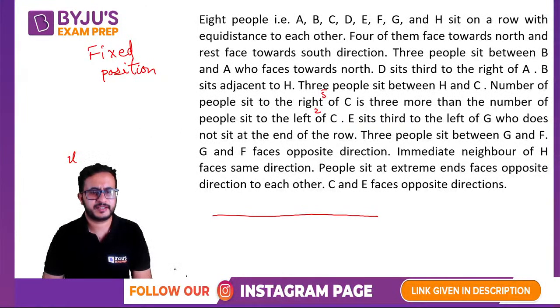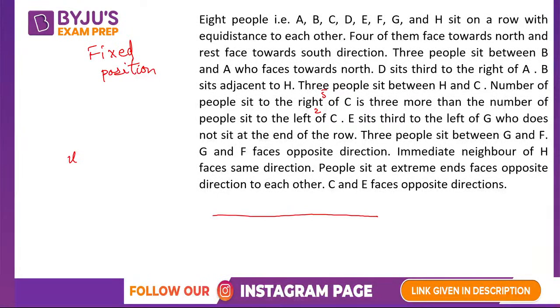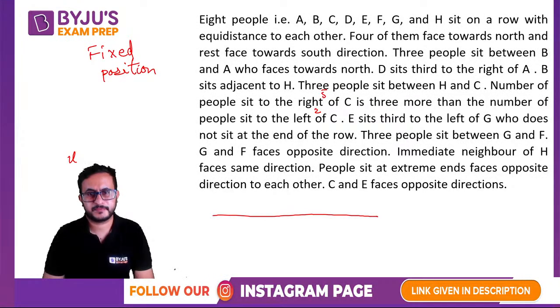I have given you a hint that this is what you need to start with. Start with C, and you will get two cases: on the right side there are 5 people, and on the left side there are 2 people of C.